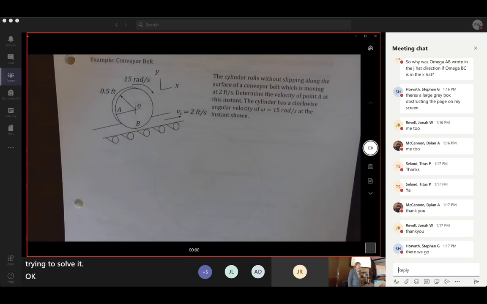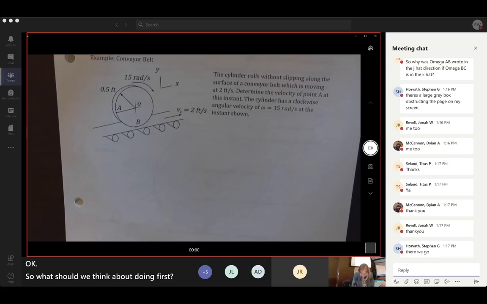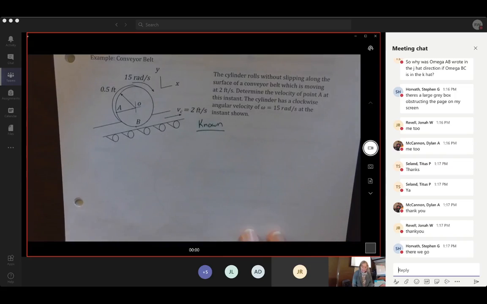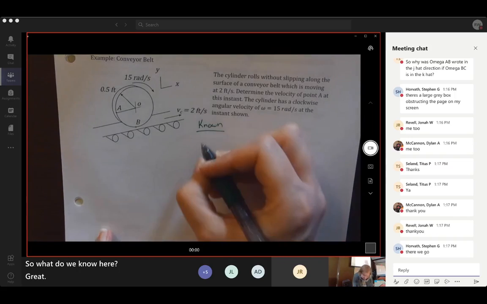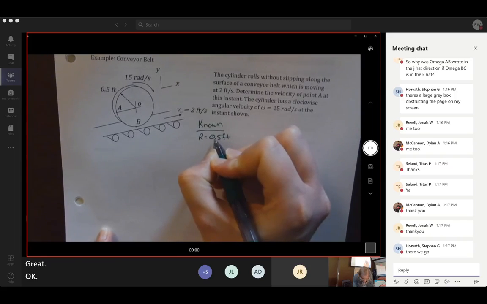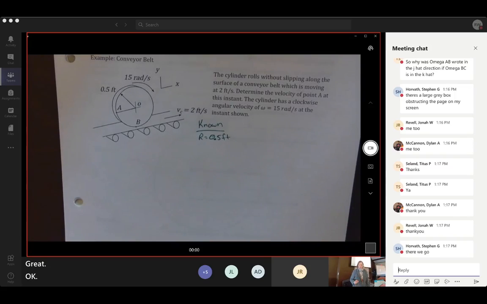So what should we think about doing first? Knowns and unknowns, always a good first option. So what do we know here? Radius is 0.5 feet. Okay. What else? Rotational speed. Okay, so we've got a rotational speed.